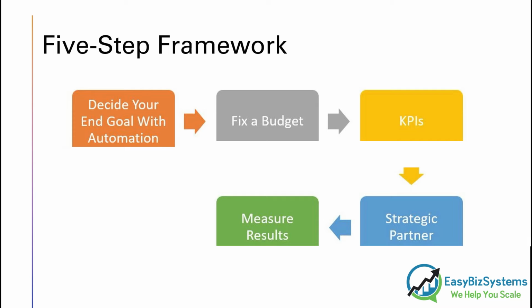Step 1 is to decide your end goal with automation. Step 2 is to fix a budget. Step 3 is the KPIs that you need to measure. Step 4 is to find a strategic partner. And then finally, you have to keep measuring the results. That's step 5. A simple 5-step framework that will get you the results you want faster than you ever imagined possible. So let's dive in and see what to do at each step.